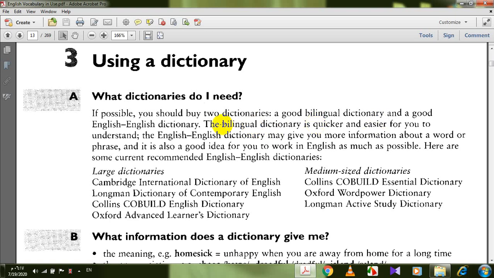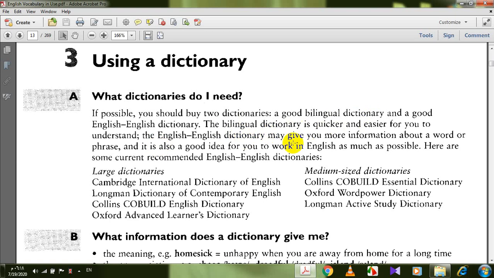So when you check a word in, for example, an English Arabic dictionary, in our case as Arabs, it is easier and quicker for us. But an English dictionary is a bit difficult, though very useful. It is more useful because you are learning the language. You are more exposed to the target language. So the bilingual dictionary, like English Arabic, Arabic English, is quicker and easier for you to understand.